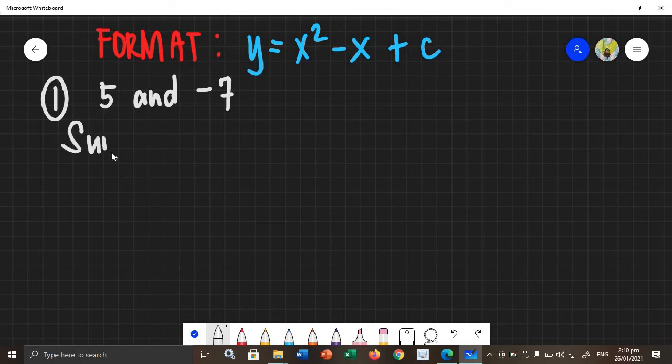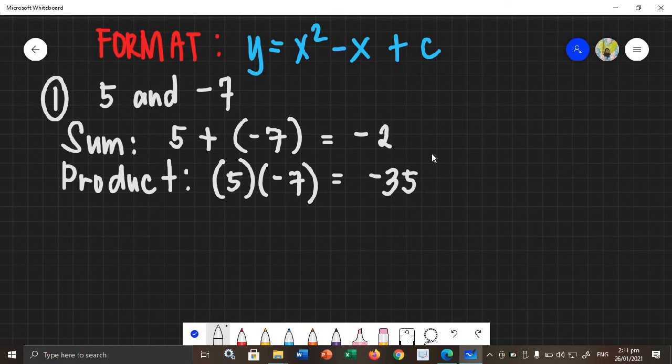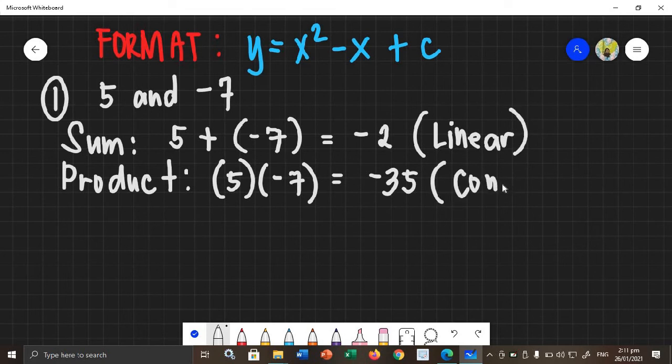So, first, you need to get the sum and product of the zeros. So, literally, you're just going to add and multiply them. So, 5 plus -7, that is equal to -2, diba? And then, your product is 5 times -7, that is equal to -35. And you need to remember na yung sum na makukuha nyo, that will be your linear term. And yung product na makukuha nyo, that will be your constant term. Okay? Now, let's derive a quadratic function using this.